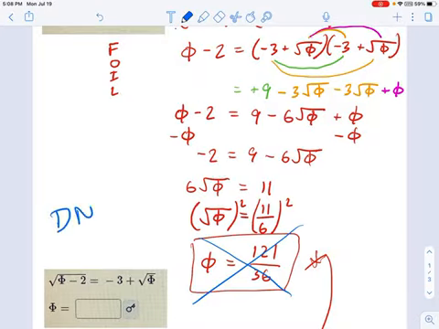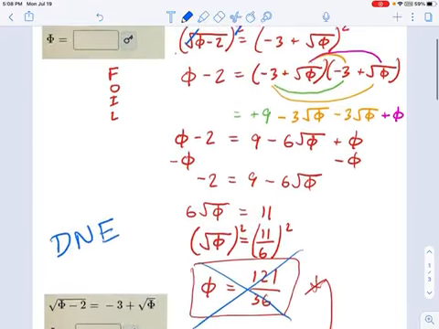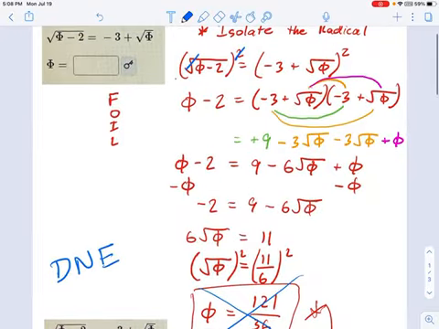It's a big DNE. Now, don't get upset. Okay, you got the answer to the problem. You're doing everything right. Sometimes, even though you don't make any mistakes, the math just doesn't work out, and that's kind of a life lesson.